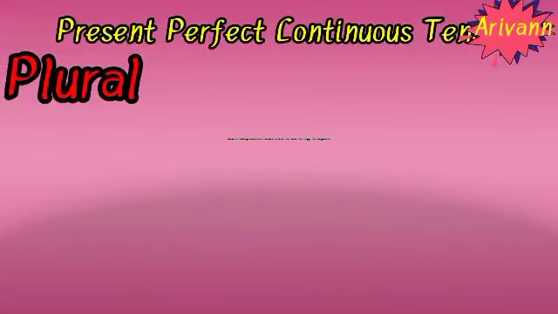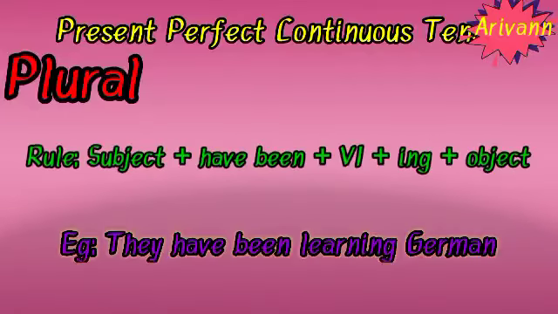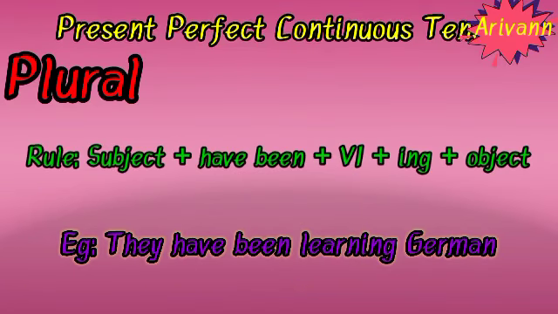If the subject is plural, you need to follow this rule. Subject plus have been plus verb 1 plus ing plus object. To form present perfect continuous tense, if the subject is plural means you need to follow this rule. See the example. They have been learning German. Here they is the subject and it is in the plural. Likewise, you need to form present perfect continuous tense. You need to add have been after subject. And learn is the verb 1.